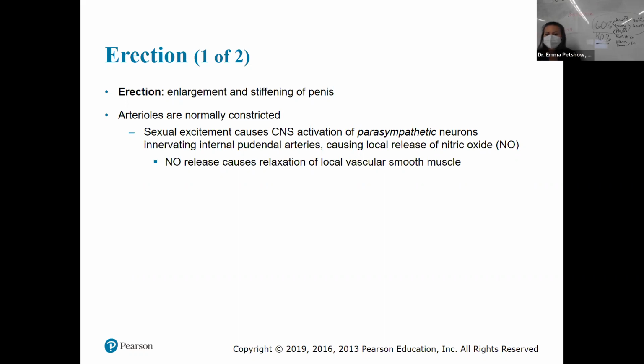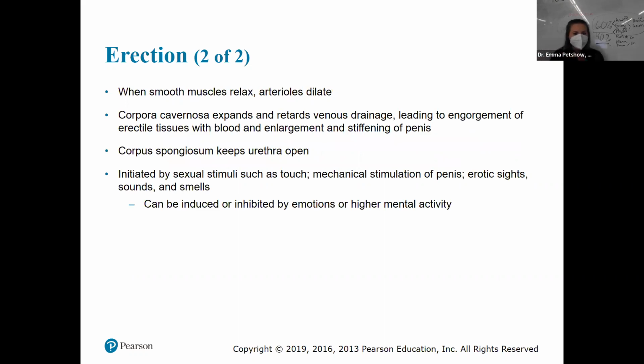It's going to cause local release of nitric oxide, which is a potent vasodilator. It's going to cause relaxation of local vascular smooth muscle, increased vascularity then to the penile tissue. So we have those arterioles dilate, then the corpora cavernosa, given that that's the region where the arterioles are located, is going to expand. It's going to lead to engorgement of the erectile tissue. And then the corpus spongiosum, its whole purpose is just keeping the urethra open.